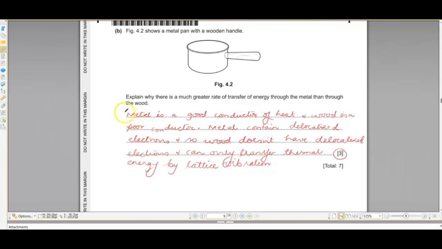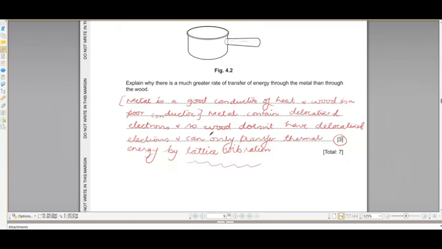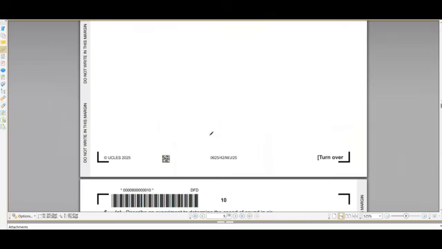Okay, you made a statement over here. You've got to explain that statement as well to get 3 marks. If you don't explain your statement, you are not going to get 3 marks. You are just going to get 1 mark for it. This explanation, that metals contain delocalized electrons and wood does not, and because of this wood can only transfer energy by lattice vibration, and metals can transfer energy because of these delocalized electrons. This all has to be written and explained so that you get the whole 3 marks.